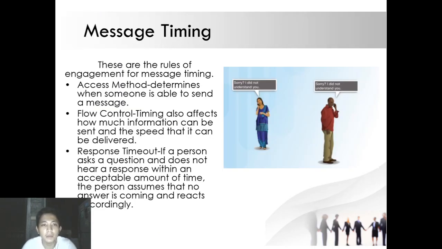So, message timing. There are rules of engagement for message timing. Access method: that means when someone is able to send a message. Flow control: timing also affects how much information can be sent and the speed at which it can be delivered. Response timeout: if a person asks a question and does not hear a response within an acceptable amount of time, the person assumes that no answer is coming and reacts accordingly.